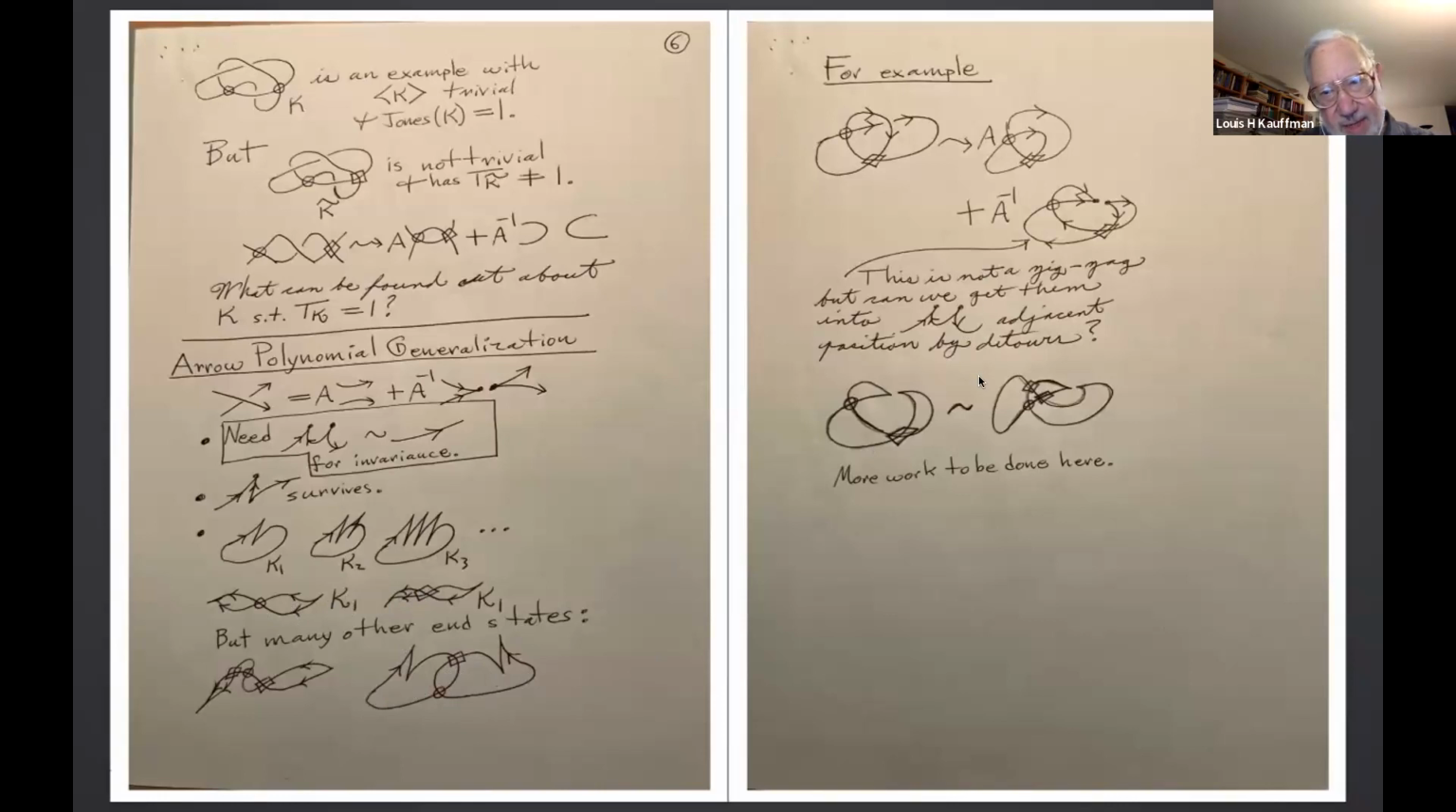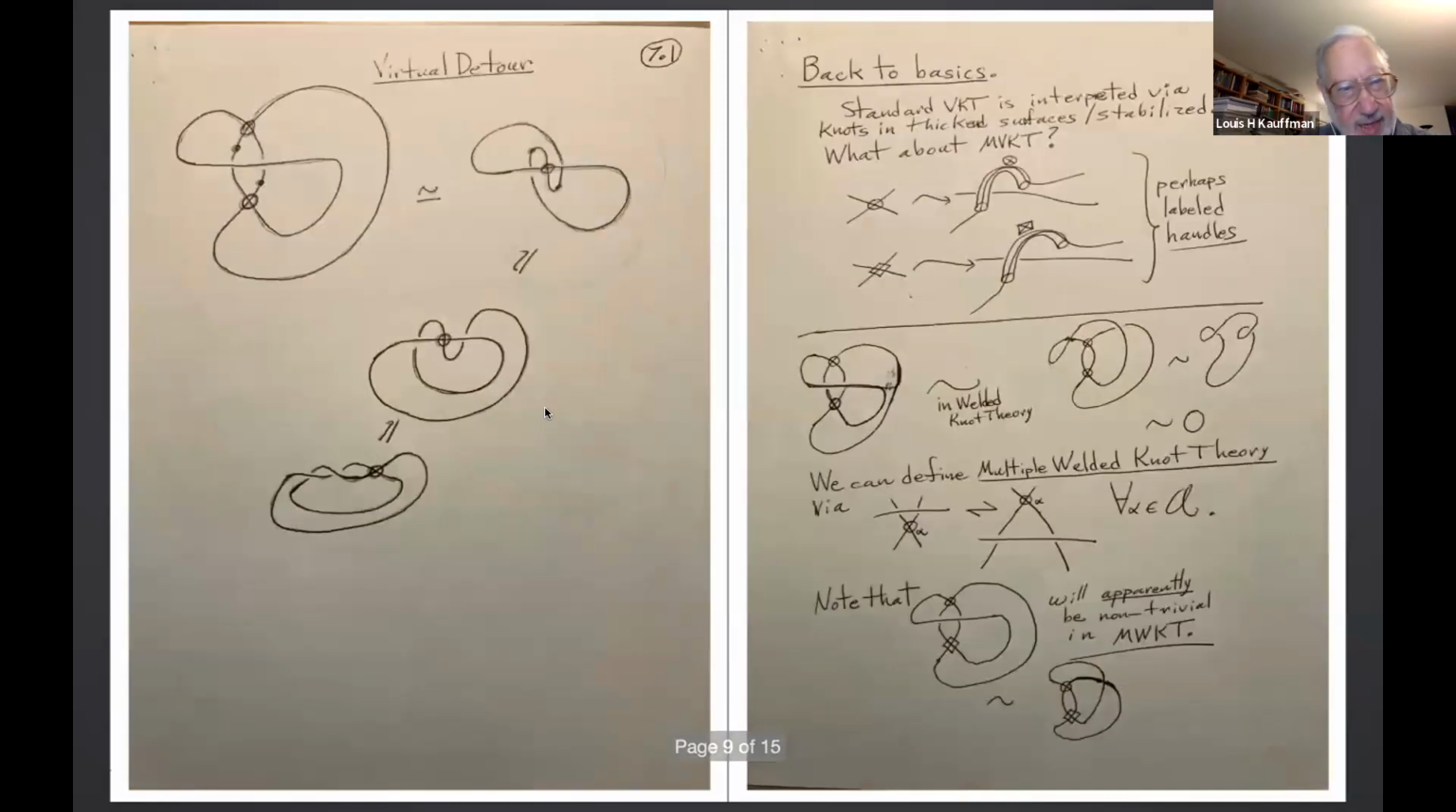Here I've given an example of calculating it and getting a particular kind of arrow reduced state when I expand it. So you see that there's a whole area of investigation that needs to go on.